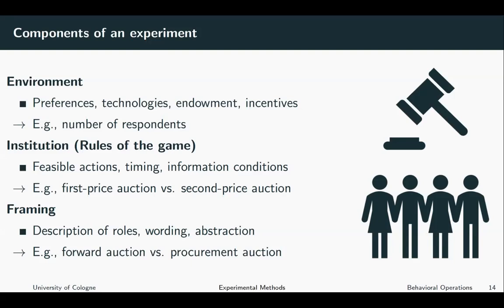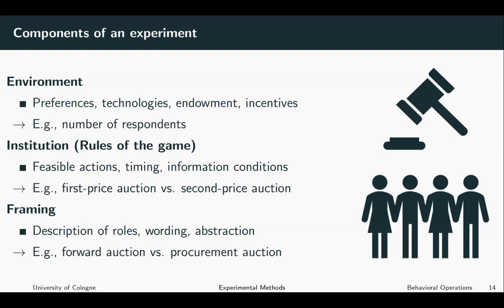So, for example, if we think about different institutions, we might compare first prize auctions and second prize auctions. In the first prize auction, the bidder who made the highest bid wins and pays the price she bid. And in a second prize auction, the highest bidder also wins, but in this case, she only has to pay the second highest price.